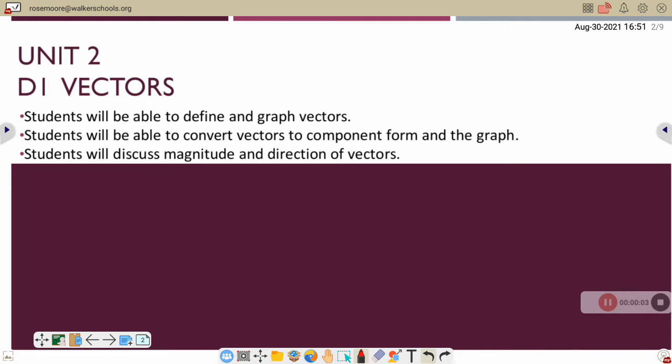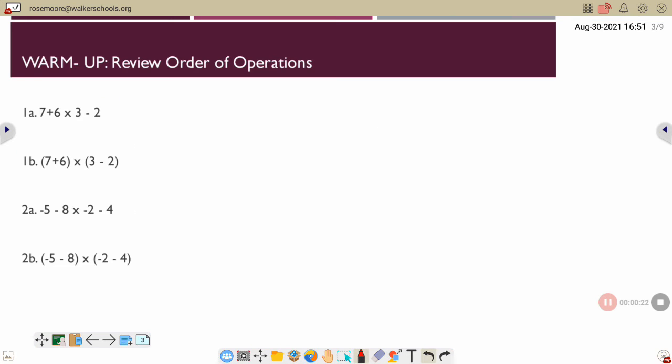Welcome to the first day of your second unit. We will be talking about something called vectors, okay? Today we'll be defining and graphing vectors. We'll convert vectors to something called component form and then graph, and then we'll discuss magnitude and direction at the end of the lesson. Your warm-up is a review of order of operations.